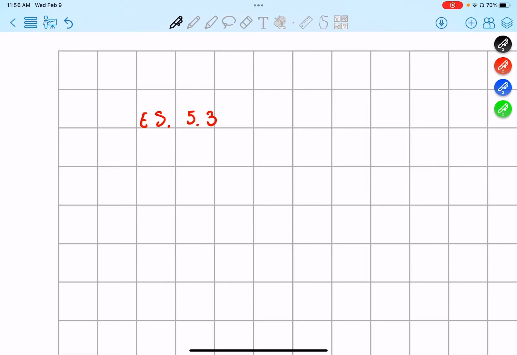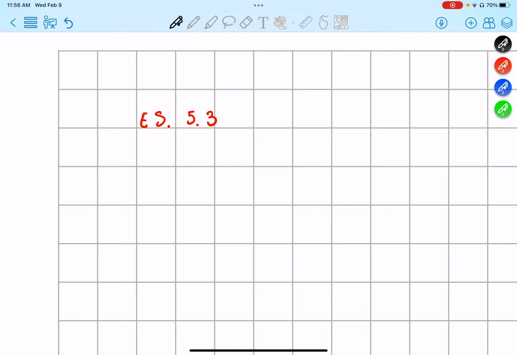Hello everybody. I'm going to solve problem 5.3 from Introduction to Electrodynamics, Griffiths. The first question is asking us to find the speed of the particle in terms of the electric field and magnetic field when we have no deflection.